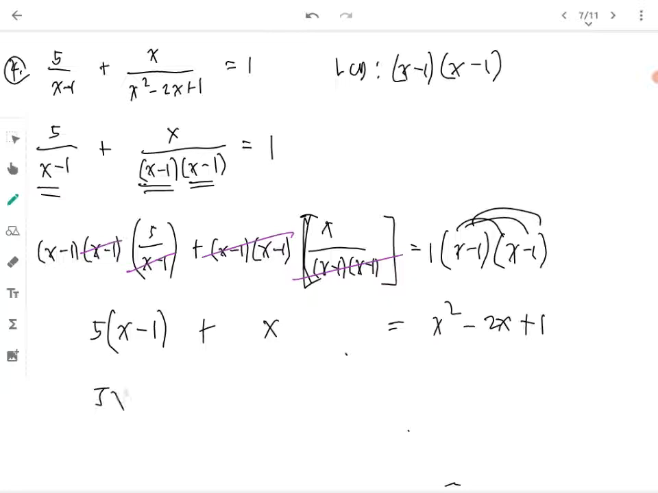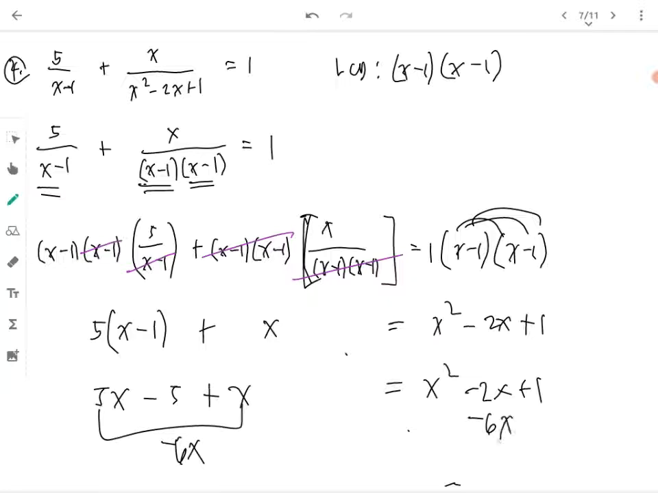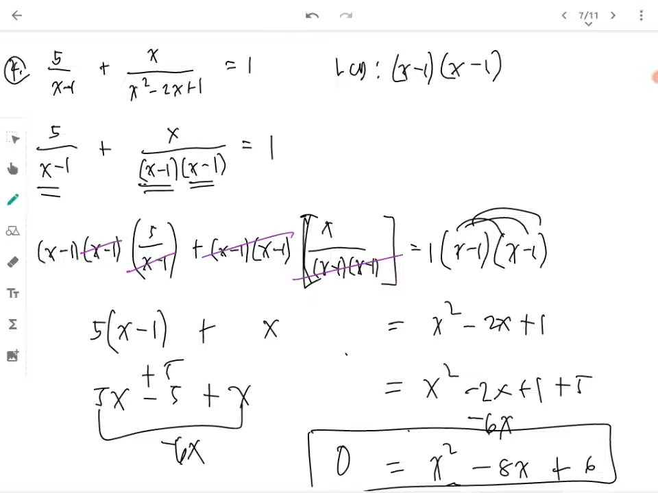Okay, we have here 5x minus 5 plus x equals x squared minus 2x plus 1. Okay, so you have 6x. So let's subtract 6x here, then 6x also here. This is negative 5, so let's add 5 also here. So in turn, we will have a resulting equation of x squared minus 8x plus 6. Okay, that is our equation.